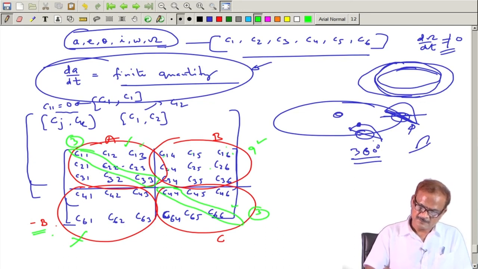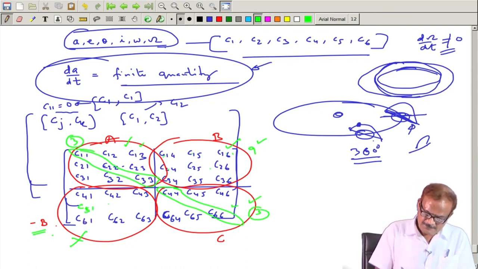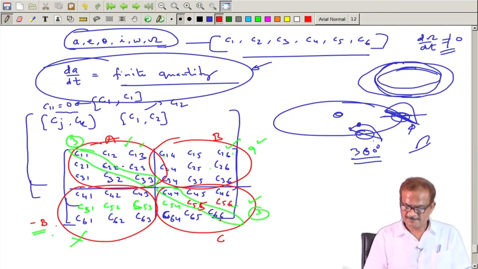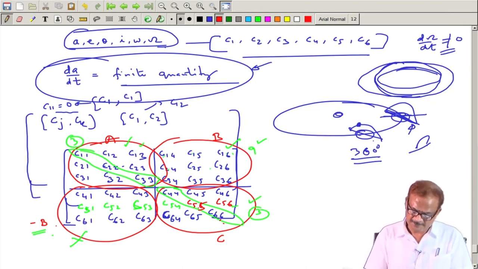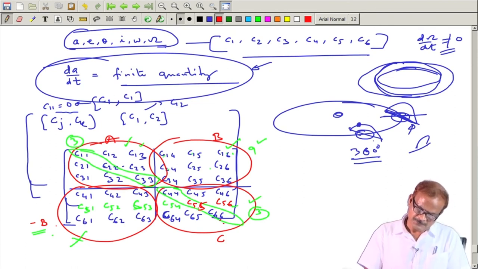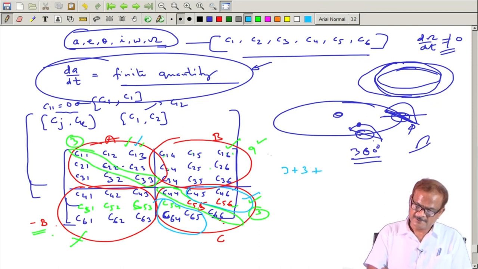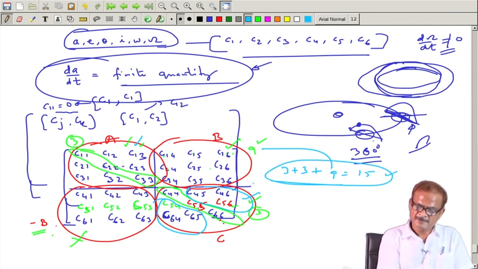Only this, this and this. Here also, because it is skew symmetric, C 5 1, C 5 2, C 5 3, C 5 4, C 5 5 and C 5 6. So, C 4 4, C 5 5, C 6 6 are 0, only off-diagonal terms are present, because of the skew symmetry. So, these terms will be the negative of these terms here. So, only 3 needs to be determined here, 3 needs to be determined here. So, 3 plus 3 and plus 9 from this place, that makes it 15. So, as I stated earlier, only 15 brackets we need to evaluate and the rest we forget.